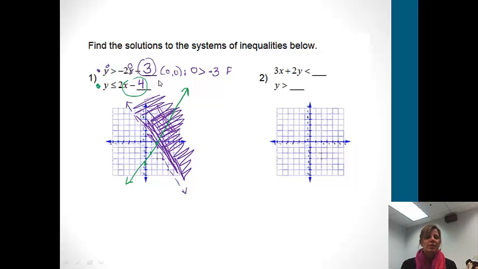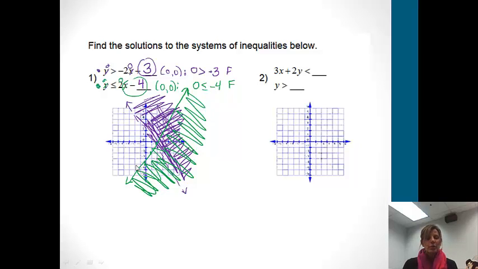Alright, so now again we get to test 0, 0, and when I plug 0 into both of those places, I get 0 is less than or equal to negative 4. Is the mouth eating the bigger number? Nope, so this is also false. So I'm not going to shade the side that has 0, 0. I'm going to shade the other side.